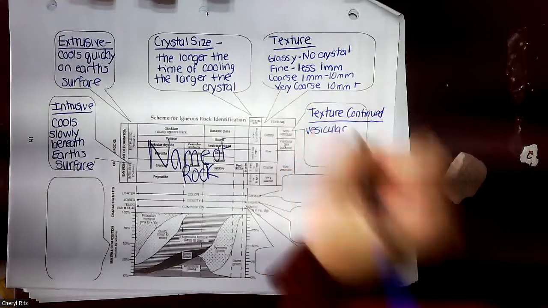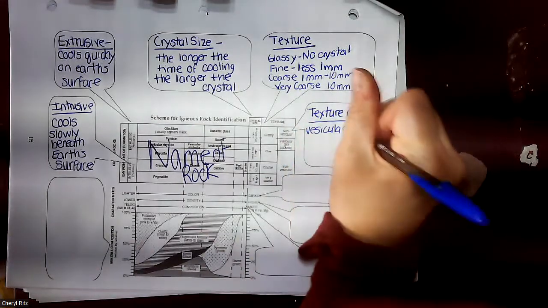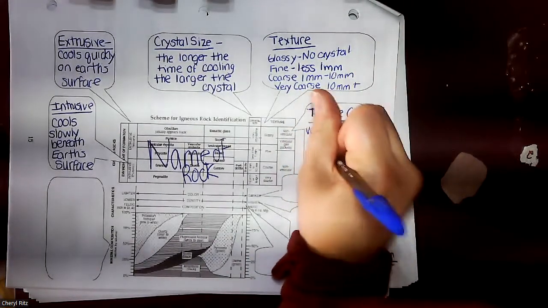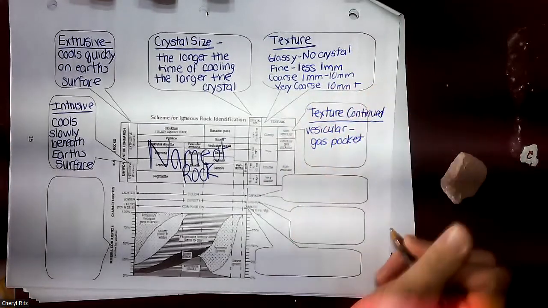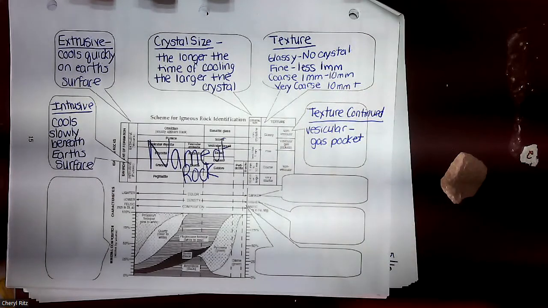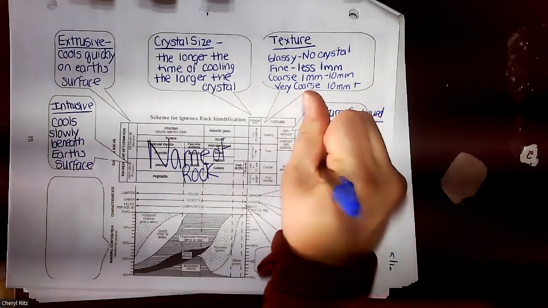Take a look, what's it say in parentheses? Gas pocket. Vesicular just means gas pockets. What the heck is a gas pocket? There's a gas pocket in your pizza crust. It's full of air. It's basically an air hole.